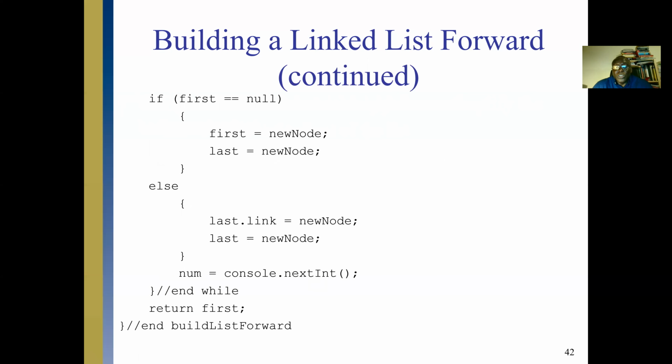If it's true, then for the first node, the new node will be assigned to first and also assigned to last. If it's false and we have an item, then we jump to the else statement, which is this section. Then we assign the new node to last.link, and the new node to last.